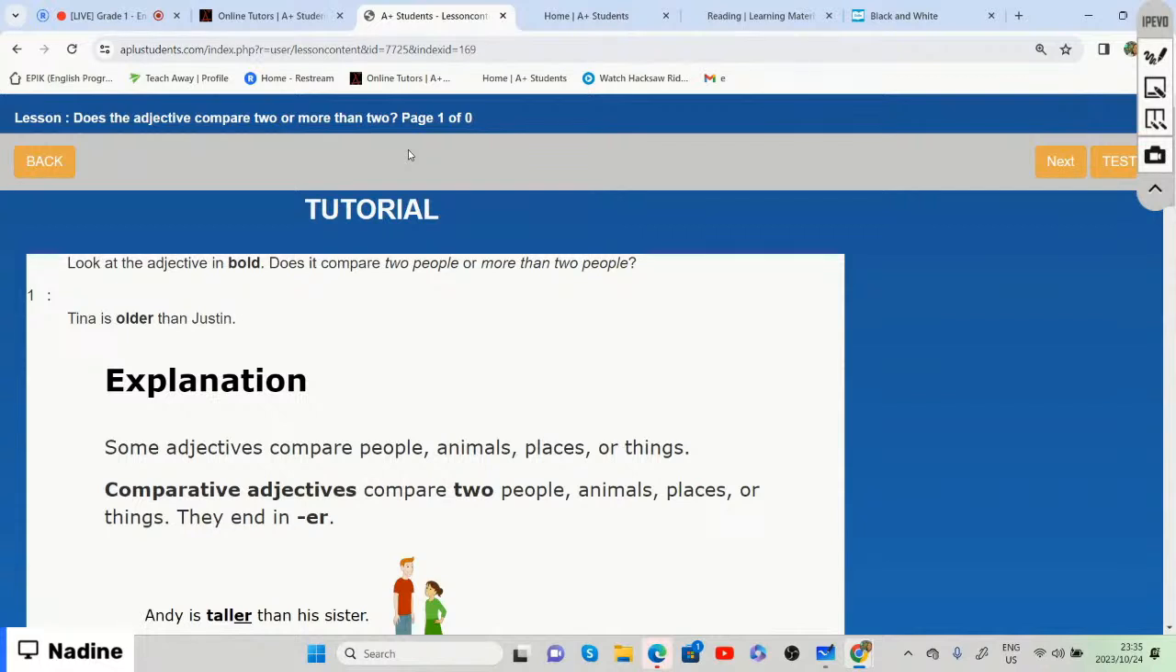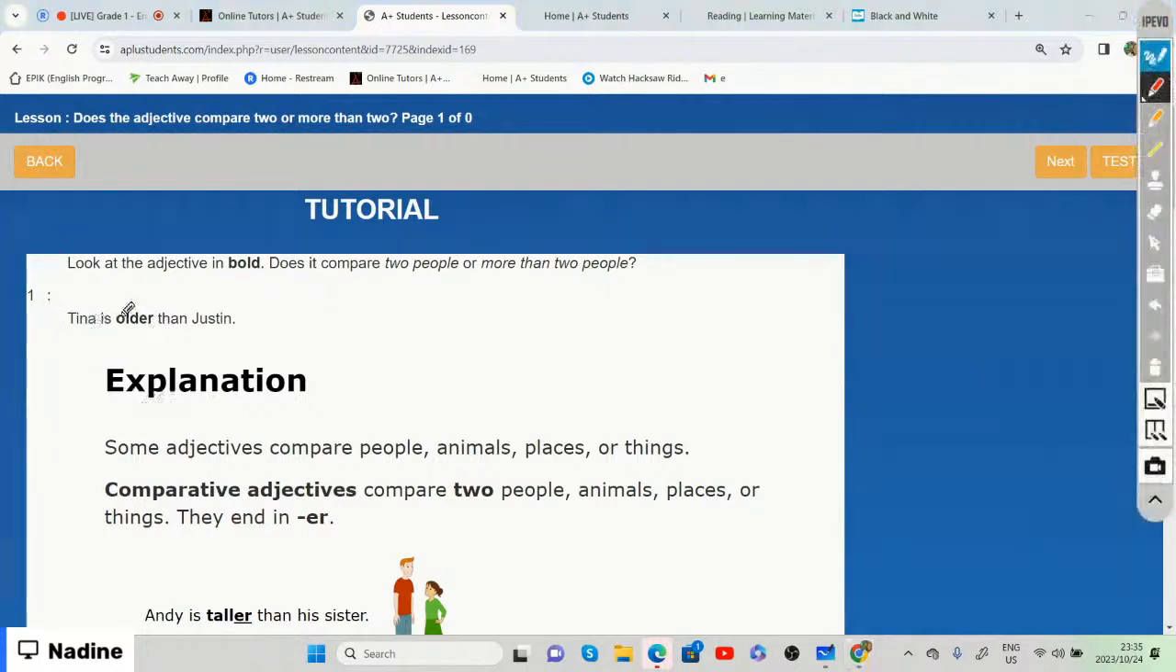All right, so if we look at the word in bold, which is older, we can then say Tina is older than Justin, which means that we are comparing two people. We are comparing Tina and Justin.